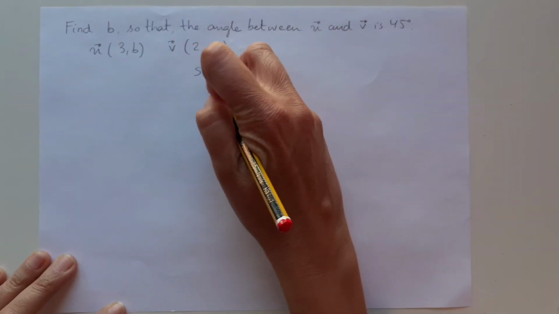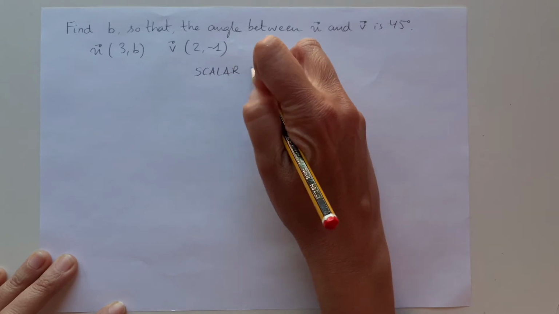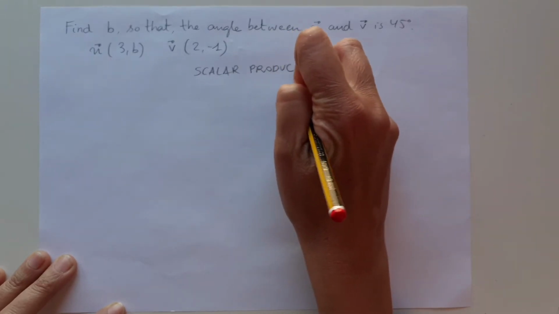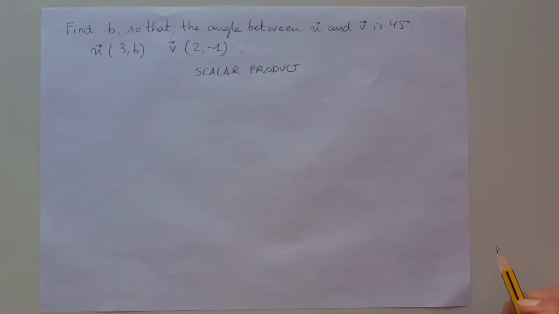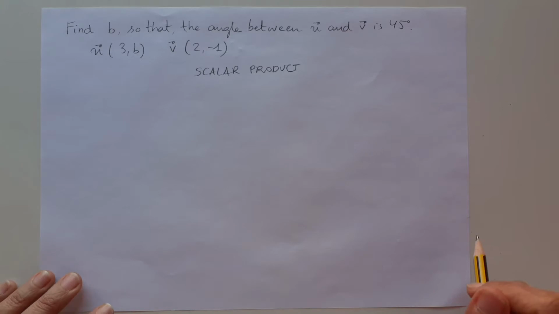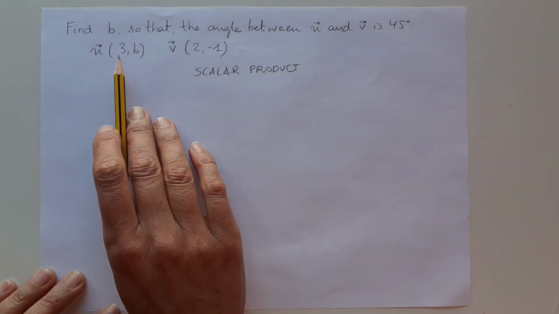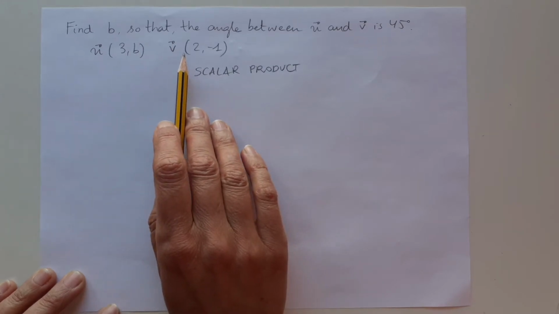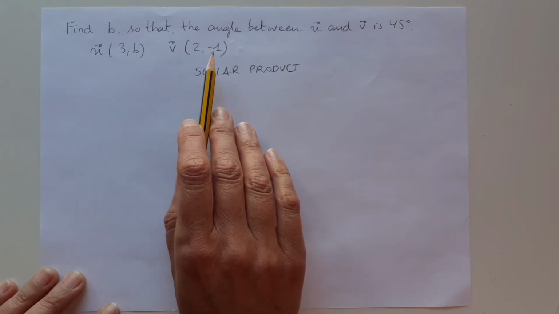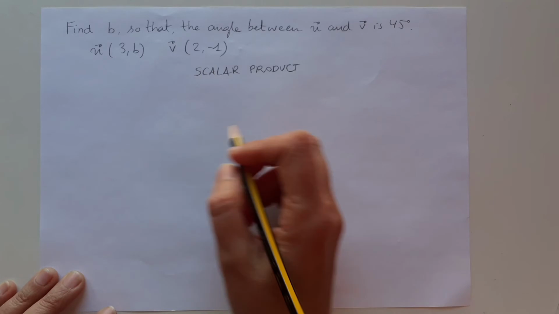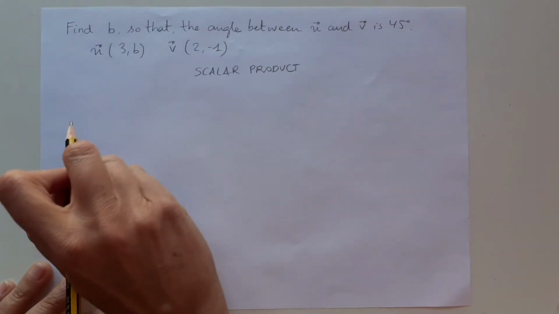So let's do it. Scalar product. You know that there are two ways to solve a scalar product, and with both ways we must obtain the same result. So one way would be to multiply the module of the first vector times the module of the second times the cosine of the angle between them. So let's do it this way.